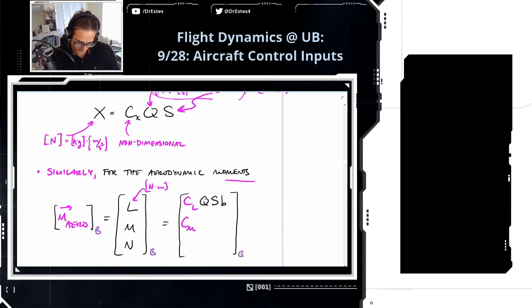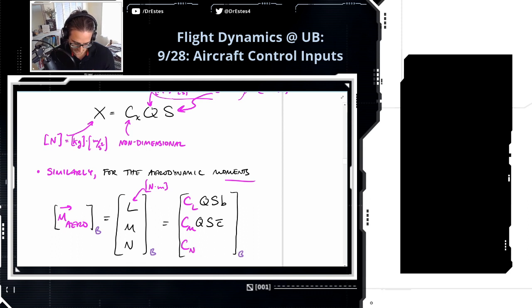Okay, so then we got CM, Q, S, and we don't multiply this one by B. We multiply this by C over bar, which is the mean chord of the aircraft wing. And I'll show you what that is too.